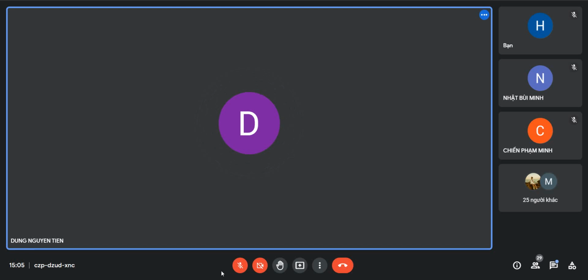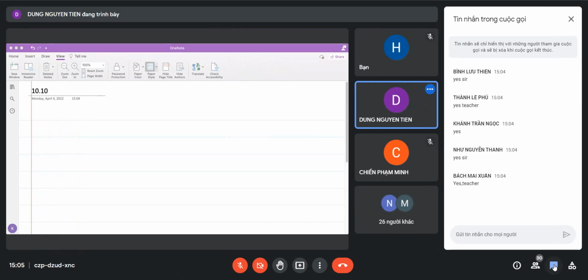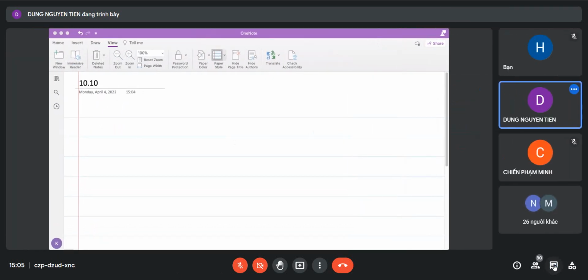Proceed to the next chapter, hypothesis testing for two samples. All right. Can you see it? We're going to learn hypothesis testing for two samples. All right.